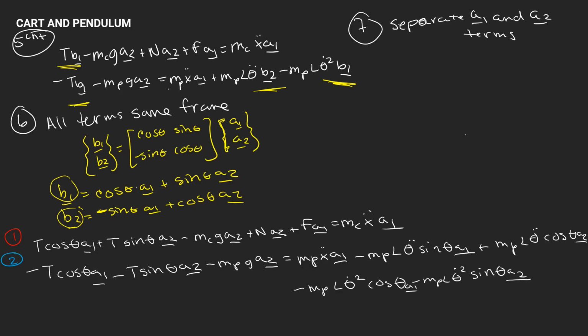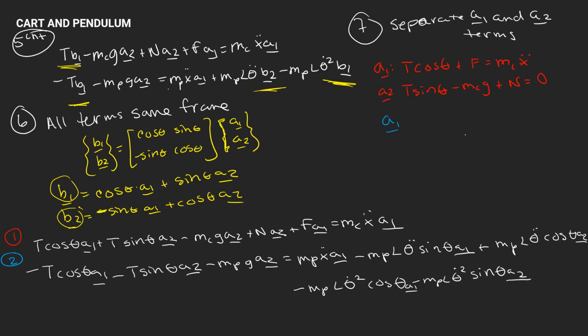Okay, so for equation 1, we have our A1 terms: T cosine theta plus F, and that is equal to m_c x double dot. In terms of A2 terms, we have T sine theta minus m_c g plus N. And there's no A2 term on the right-hand side, so we set that equal to 0. So that's for that first equation.